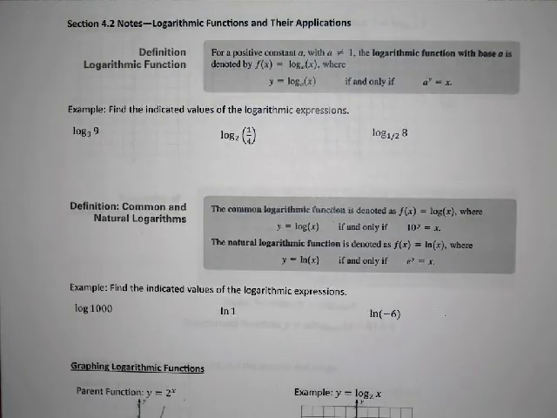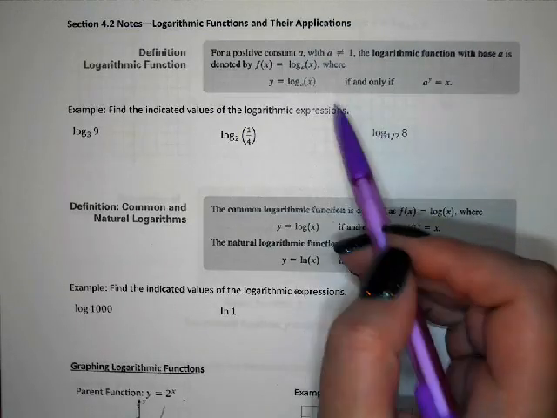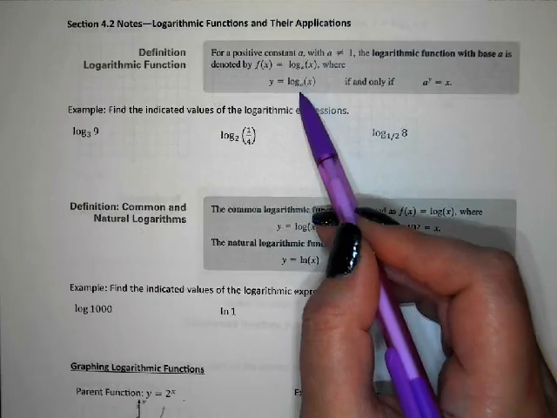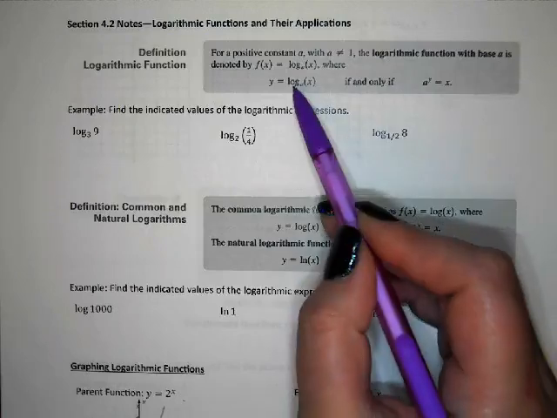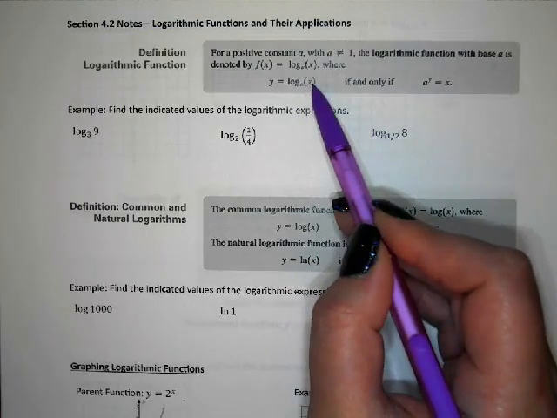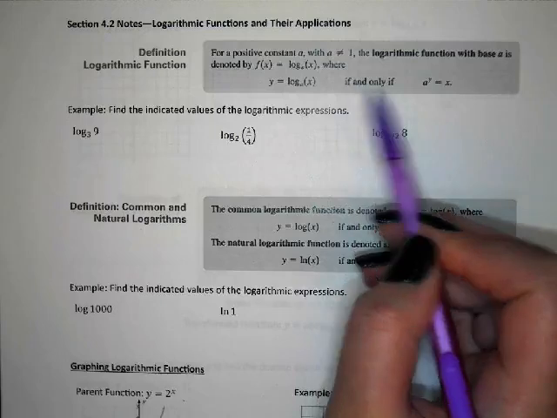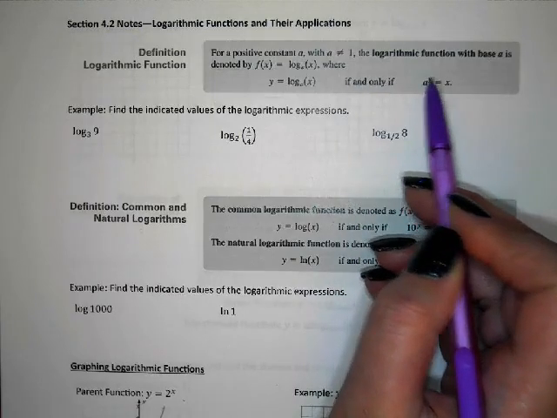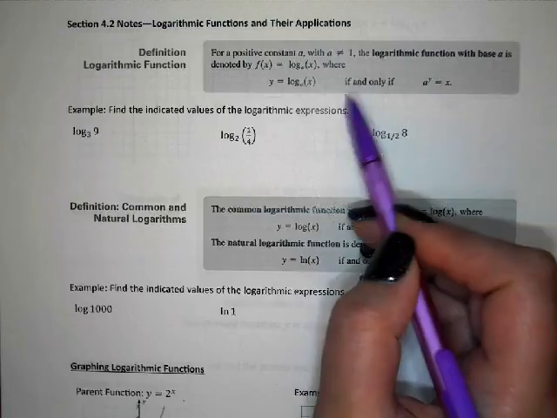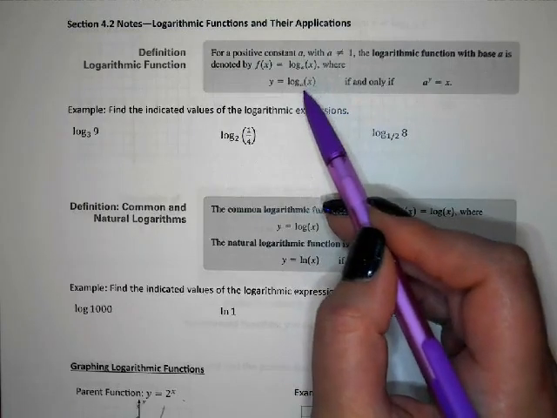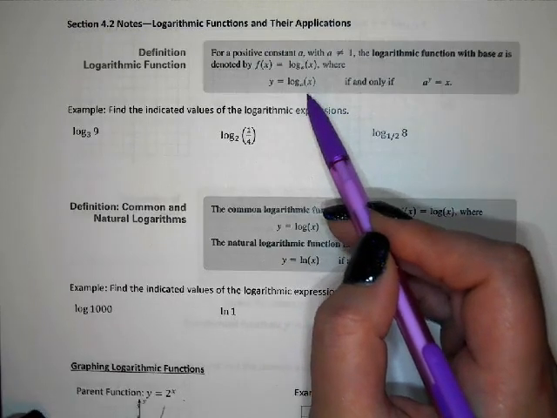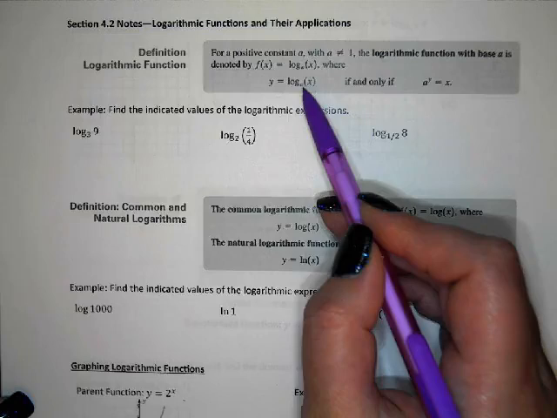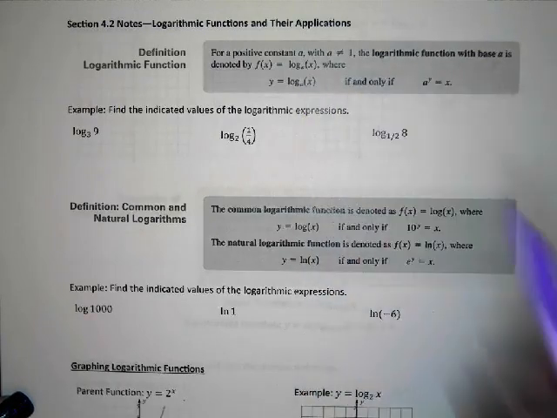This video is on section 4.2 notes, logarithmic functions and their applications. So first, you can see that a logarithmic function is defined based on an exponential function. They're saying that log with a base of a of x is only true if the base raised to y equals x. And they use the letter a here, but I'm not going to use the letter a because we typically think of that as a transformation, as a coefficient in front. So I'm just going to think of that as b, as a base.